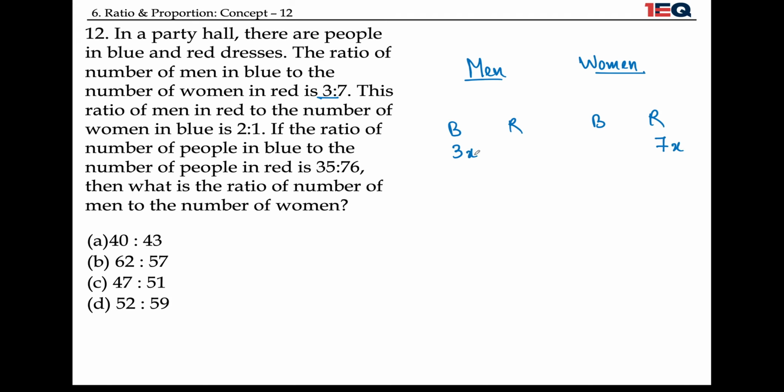Why am I introducing a variable x so early? There is a reason to it, and you'll get to know about it in the next sentence. This ratio of men in red to the number of women in blue is 2 is to 1. See, the men in blue and the women in red are different from the men in red and the women in blue. These are two distinct ratios and they cannot be compared right away. When such a situation arises, you have to assume that there are two different variables that are being compared. That is why the men in red is to the women in blue is equal to 2y is to 1y.